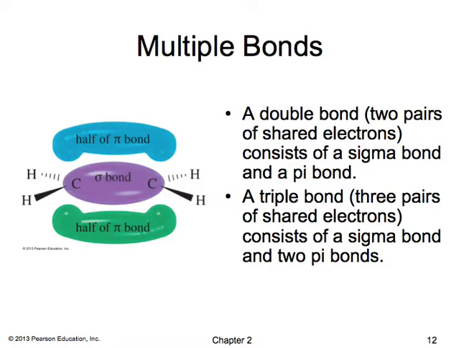If we look at multiple bonds, a double bond, where you have two pairs of shared electrons, consists of a sigma bond and a pi bond, essentially. And a triple bond, which has three pairs of shared electrons, consists of a sigma bond and two pi bonds. So here is a double bond in which you have a sigma bond, and then the p orbitals have a pi bond on each side.